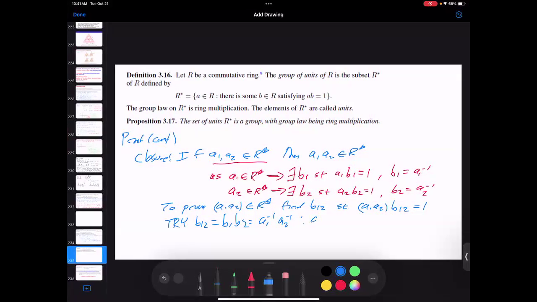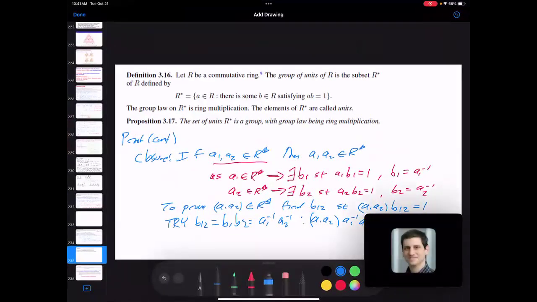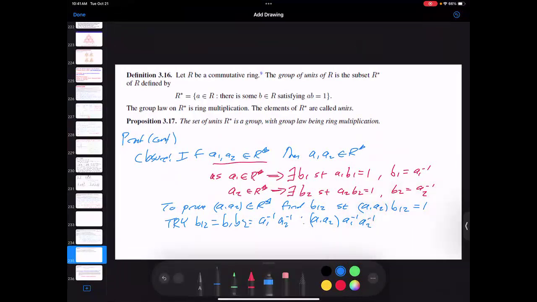So we would get then A1, A2, A1 inverse, A2 inverse. Now what do we do? It's commutative, so it's commutative. So this is the same as A1, A1 inverse, A2, A2 inverse, which is the identity.